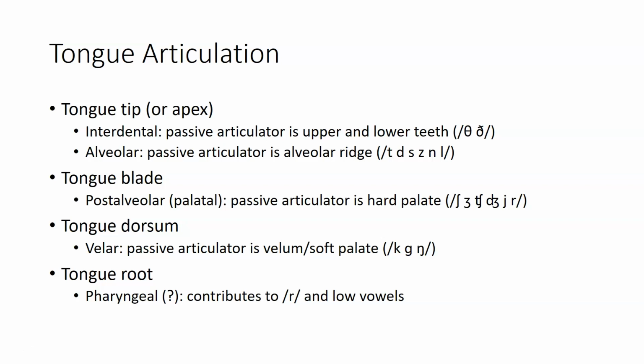And the tongue root is a contributor to how the R sound sounds, as well as the low vowels, but some of that articulation was only relatively recently discovered by imaging techniques that allow us to look inside the vocal tract better. So they haven't quite made their way into the articulatory descriptions for speech sounds, which were generated before we had such things.